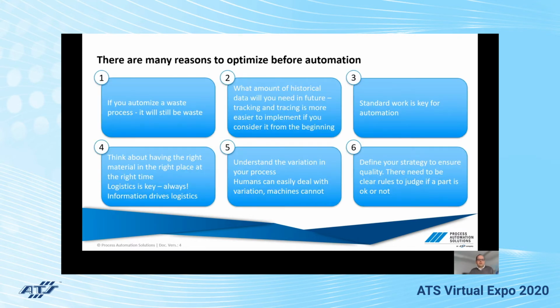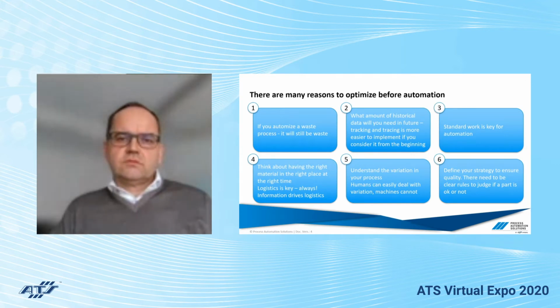Here are my 6 principles that I think are important before automating a process. Number 1. If you automate a waste process, or a process that contains waste, it will still be waste. Number 2. You need to decide what kind and what amount of historical data you will need in future to track and trace back in case of issues. And it's easier to implement if you consider it from the beginning than later on.